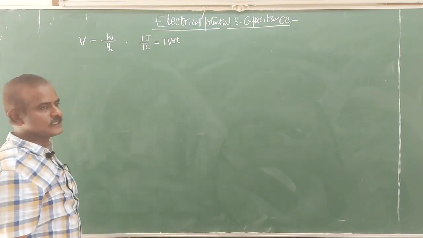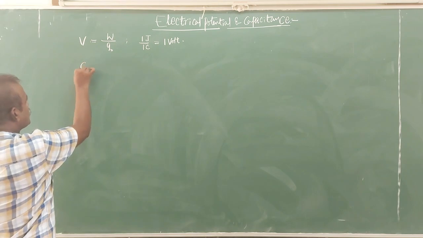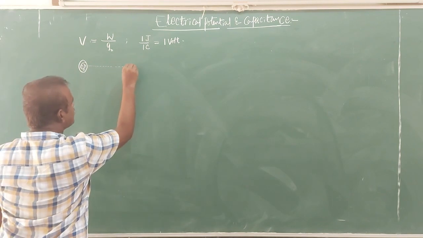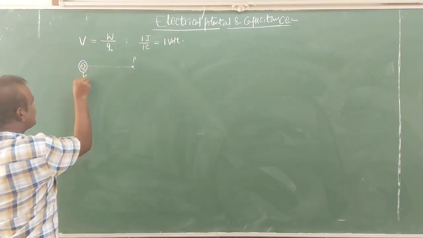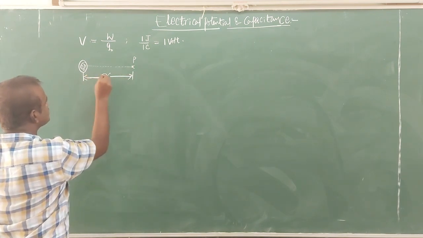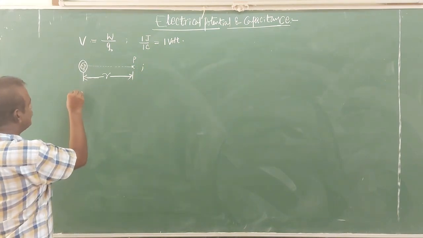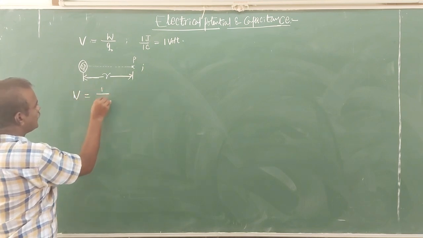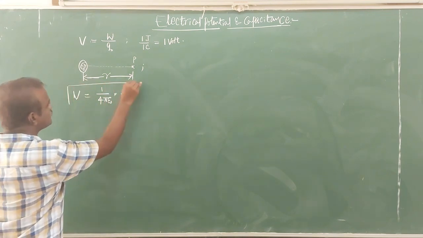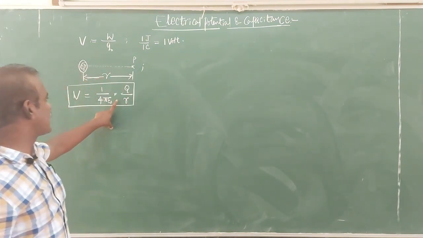Volt is the SI unit. Remember, we also derived the formula for electric potential due to a charge according to the arrangement. If Q is the charge, and if you want to know the potential at this point P, at distance R from the charge, the formula for this arrangement is V is equal to 1 by 4 pi epsilon naught into Q divided by R. This is the expression we arrived at. Remember.